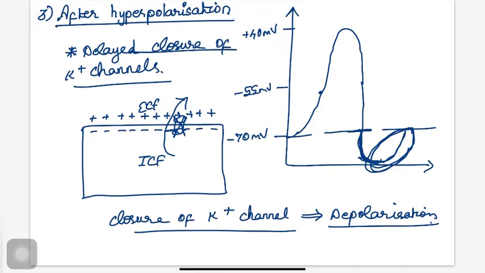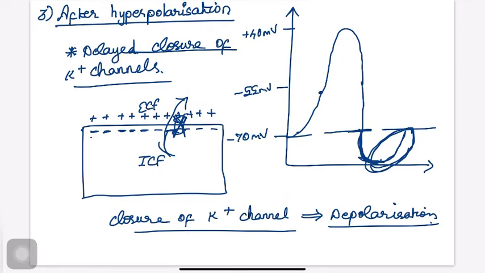Till closure of the potassium channel, more and more potassium goes out, so the inside negativity keeps increasing. But as now the potassium channel gets closed, there will be no movement of potassium outside, so the inner negativity decreases relative to outside. So this causes depolarization. So delayed closure of the potassium channel is the reason for after hyperpolarization.